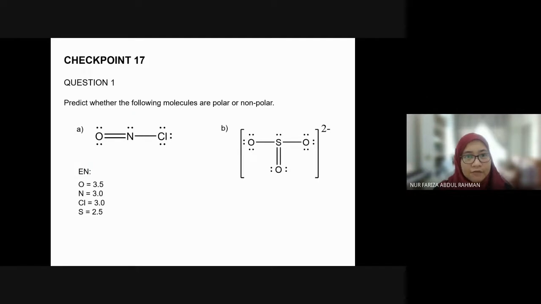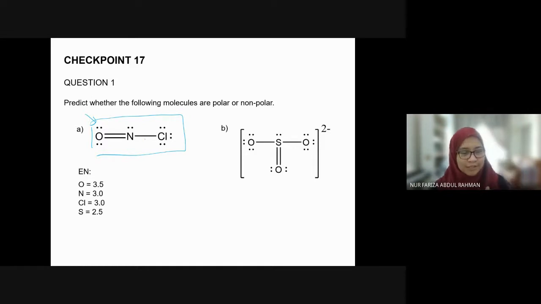Okay. Predict whether the following molecules are polar or non-polar. So this is the Lewis structure given. The Lewis structure has been given to you. Dah bagi Lewis structure, but you have to transform. Don't forget. Jangan ingat, oh inilah dia punya geometry. No, it's not. You have to transform into electron geometry. Buat sama step macam awal-awal tadi. Cuma kita akan ada tambahan.